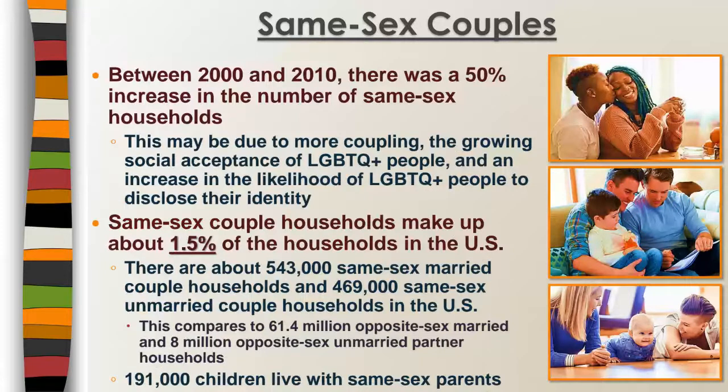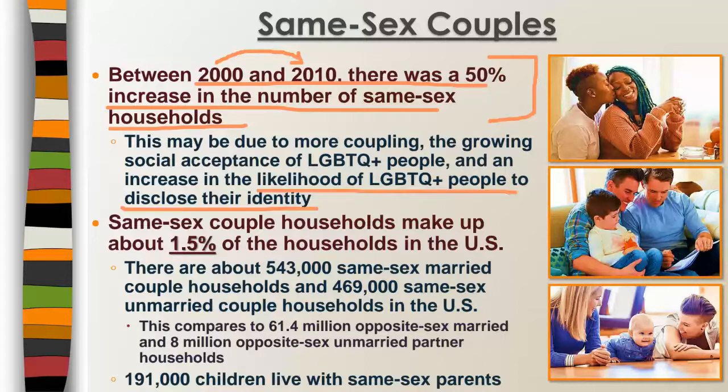So between 2000 and 2010, there was a 50% increase in the number of same-sex households. Now that might be because more people were getting together and coupling in same-sex households, but the more likely answer is that there was less of a social stigma during this time period applied to same-sex households, and maybe more LGBTQ plus people were more likely to report living with a same-sex spouse. They're less fearful, I guess, to disclose that identity.